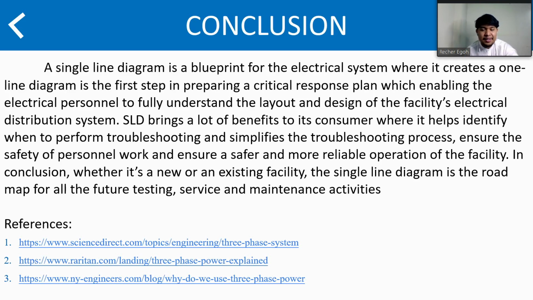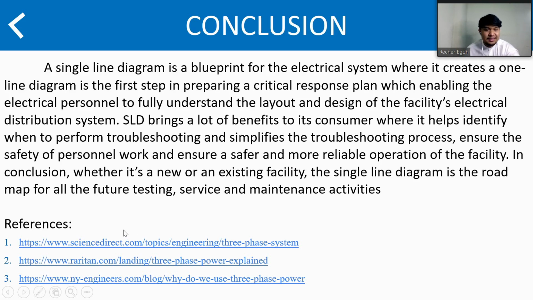So SLD brings a lot of benefits to its consumer, where it helps identify when to perform troubleshooting and simplifies the troubleshooting process, and also ensures the safety of personnel work and ensures a safer and more reliable operation of the facility. So in conclusion, whether it's a new or an existing facility, the single line diagram is the roadmap for all the future testing, service, and also the maintenance activities.